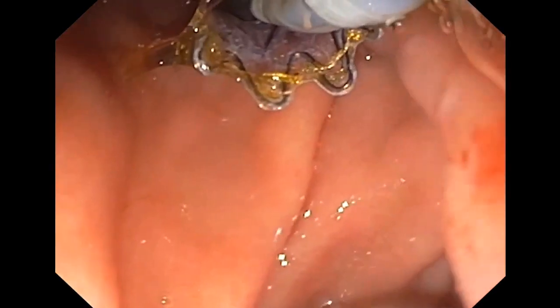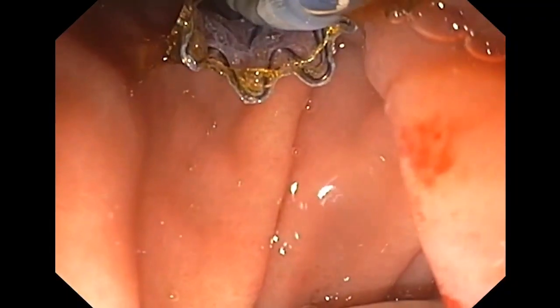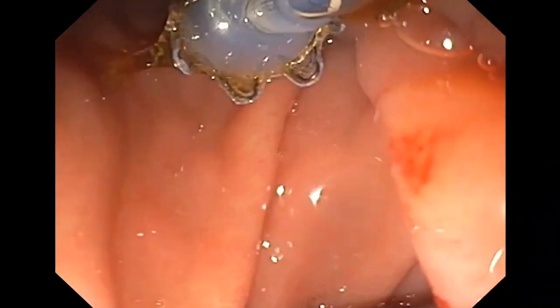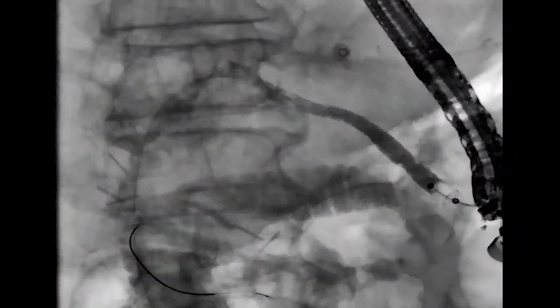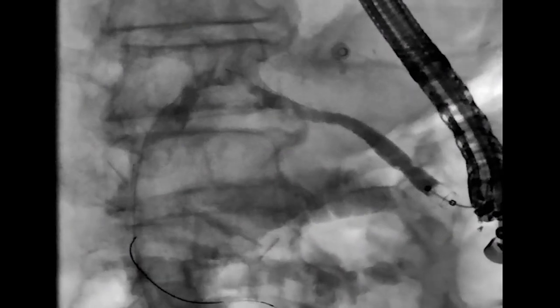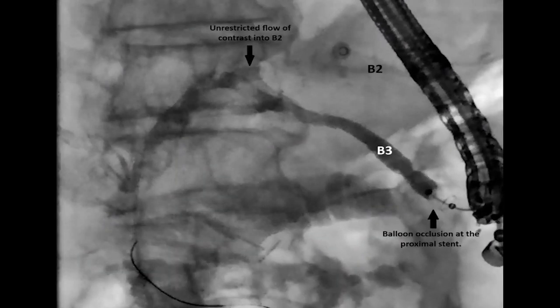After stent deployment, if there is concern that a segmental duct has been blocked, an anterograde cholangiogram may be obtained. As demonstrated here, a standard stone extraction balloon is used to occlude the gastric side of the stent and contrast is injected. As seen here, contrast flows easily into segment 2 intrahepatic bile ducts.